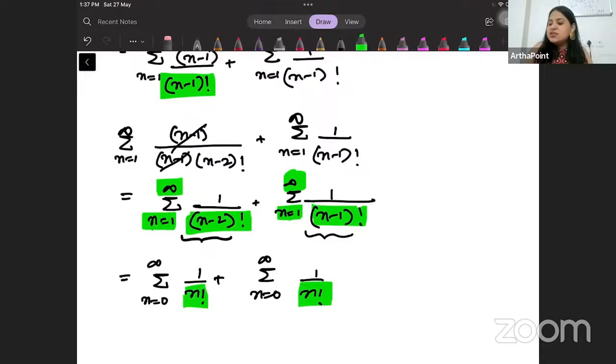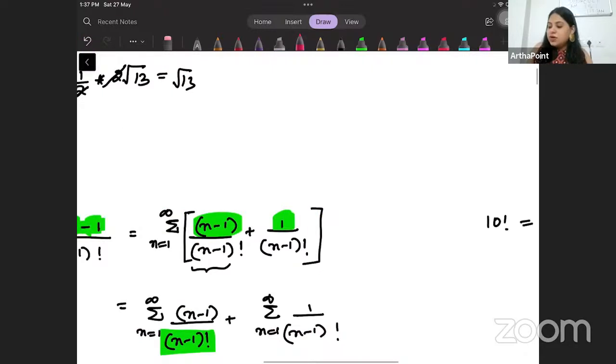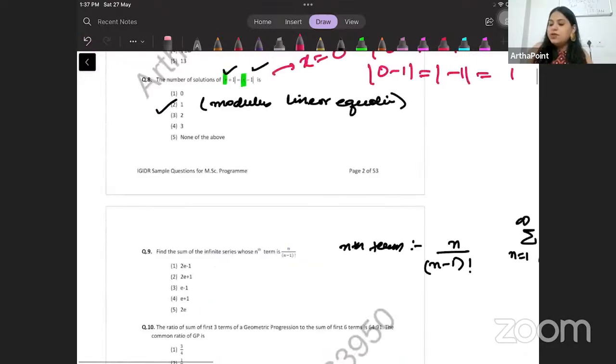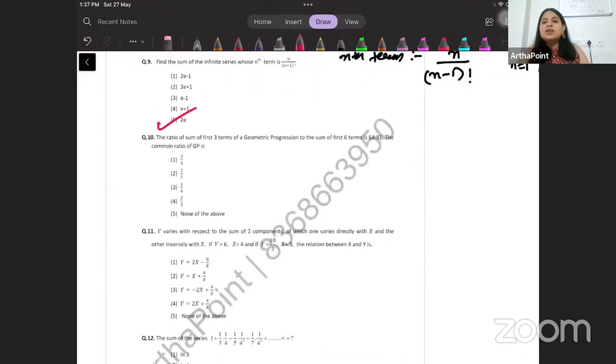Now, isn't this simply e? And this also e. So this will simply be 2e. So the answer to this question will be 2e. Is this clear? I hope you understand now what I have done. So the answer to this question will become 2e. This was a very tricky question, but you have to try and understand how to solve these questions.